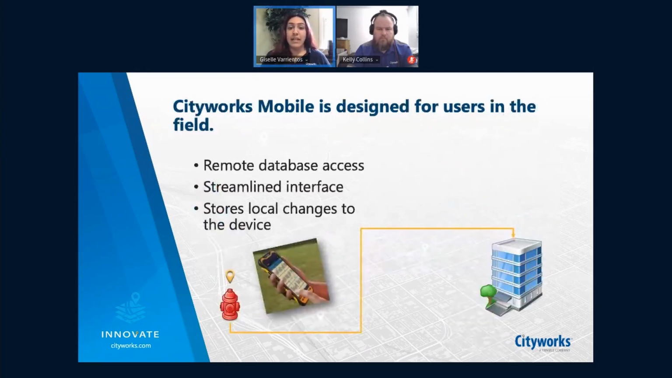Cityworks Mobile is designed for users in the field. Cityworks Mobile is installed with a lightweight database that offers remote access by users in the field. It is also designed with a streamlined interface to help simplify workflows as our users are maneuvering through them. Local changes will store within the lightweight database on the mobile device. This is how mobile allows your end users to work disconnected from the internet. Once Wi-Fi connection has been made, all updates can then get pushed to your Cityworks database.